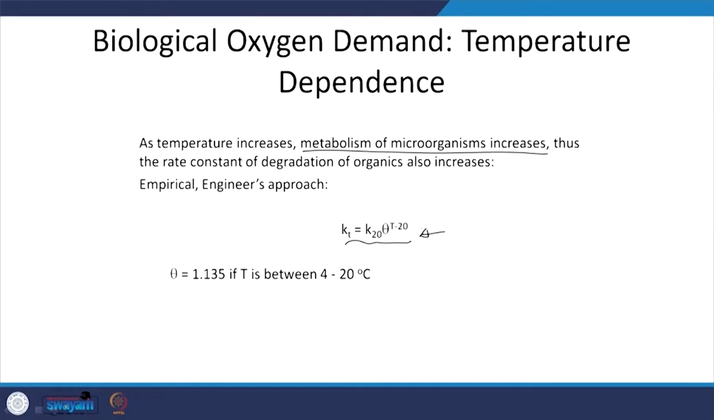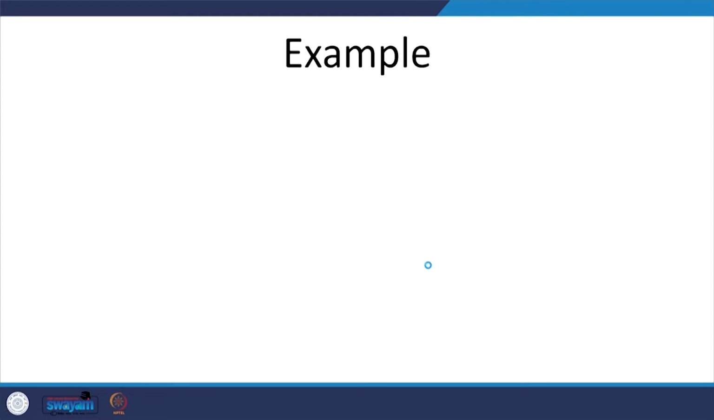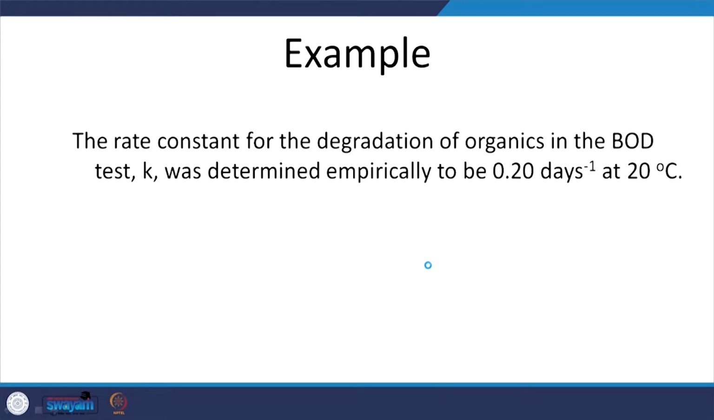The empirical approach is again quite widely used: rate constant at temperature T is equal to rate constant at 20 degrees centigrade into theta to the power of T minus 20, and there are different values for theta. Typically, these will be given in the formula sheet, you do not need to mug up all these aspects, right. The point is not to mug up aspects, but to understand the principles and the working of the system.